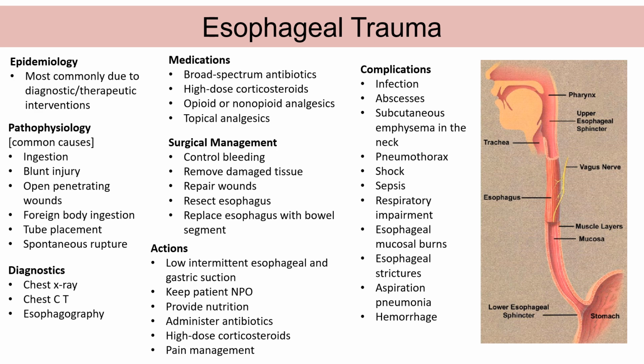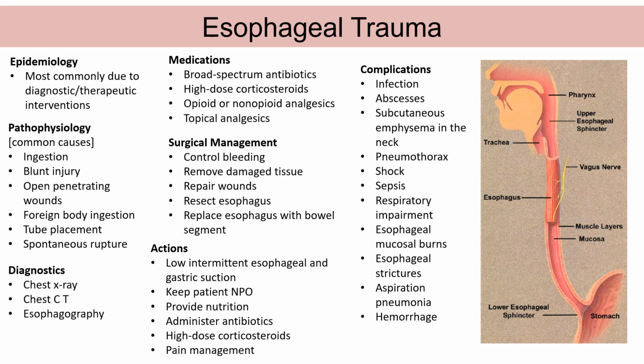Blood injury, open penetrating wounds. Maybe they have a foreign body. Maybe they were eating fish and they had a fish bone stuck in their esophagus. All kinds of stuff. Tube placement. It could be a tube like a breathing tube or a feeding tube. That can also cause trauma in the esophagus. Spontaneous rupture, and that is a thing also.